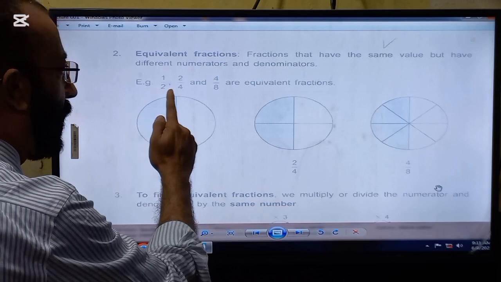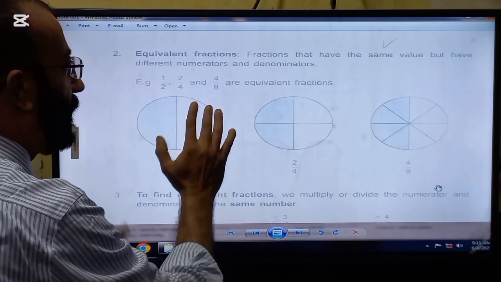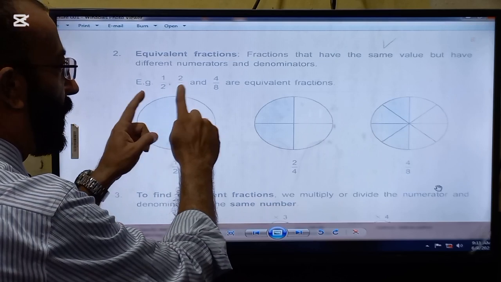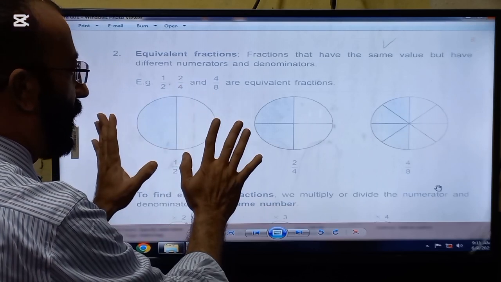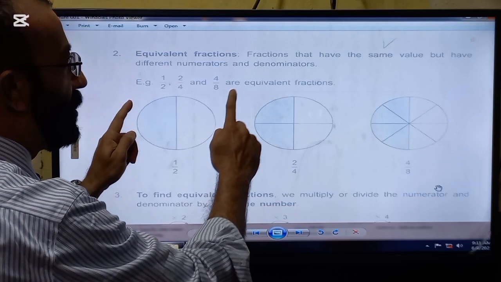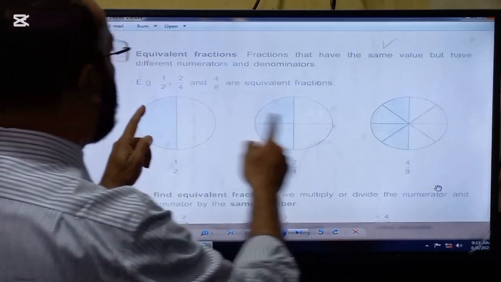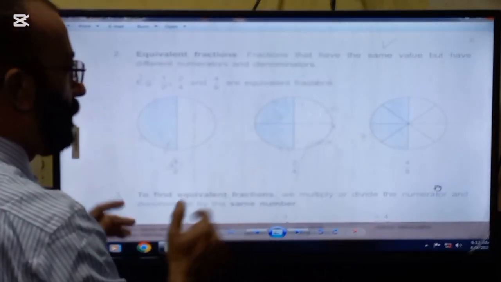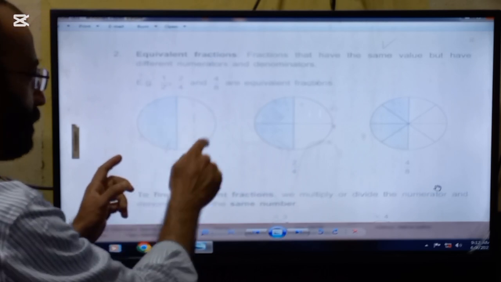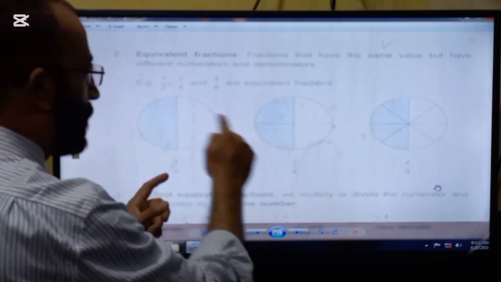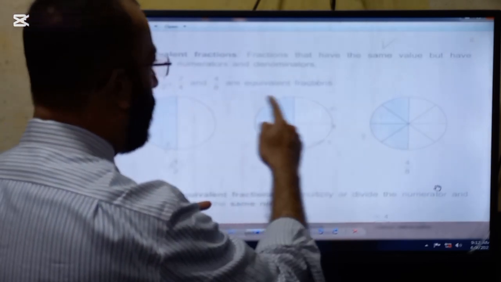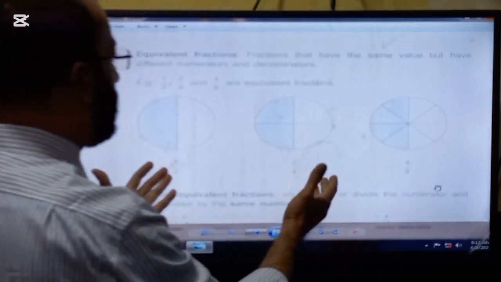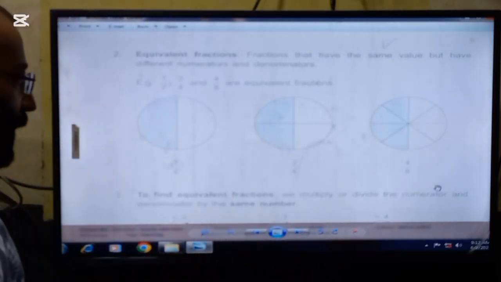So it means all 3 fractions have the same value, that is 1/2, although their numerators and denominators are different. Fractions which have the same value but different numerators and denominators are called equivalent fractions. So this is 1/2, this is 2/4, and this is 4/8. This is the graphical representation of equivalent fractions.